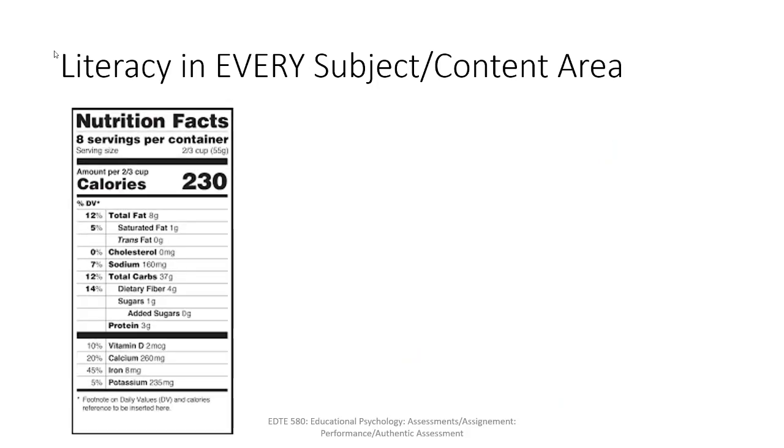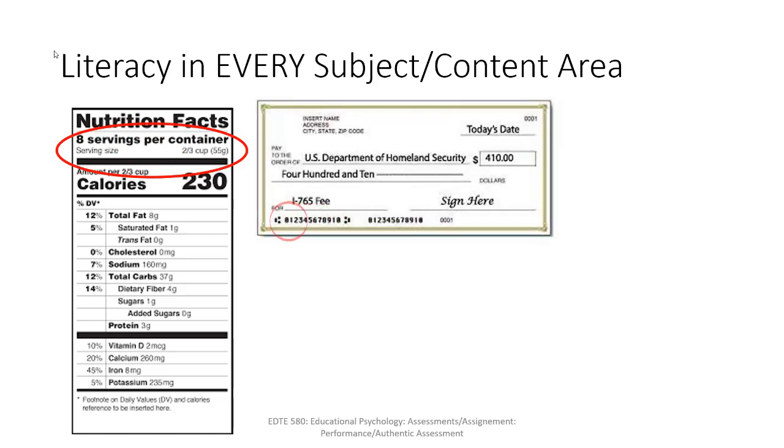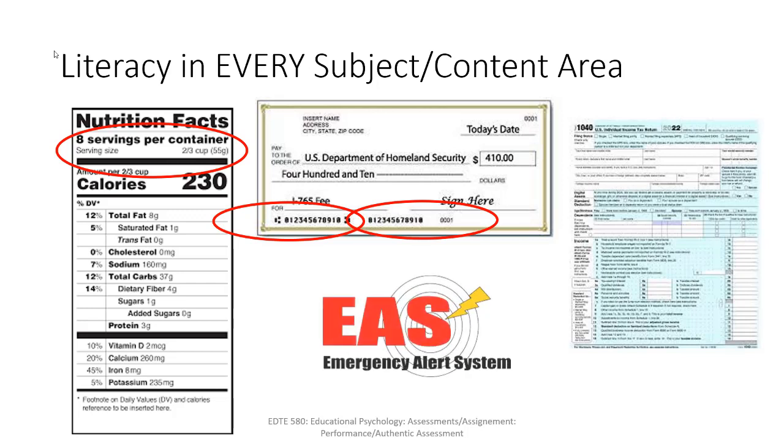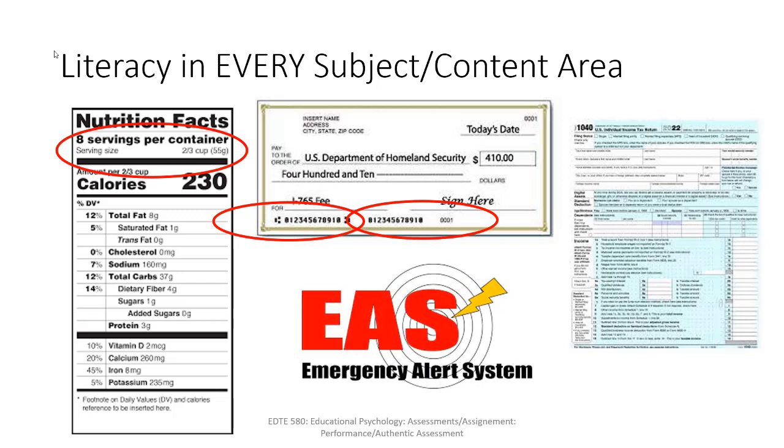We can also see it in family and consumer economics and finances. Are your students able to read a nutritional facts label? Do they know how many servings there are in a container? Can they read and differentiate between a routing number and an account number? Can you? How about filling out a 1040 tax form? Or even understanding an emergency alert system that you hear on the radio or TV? Do they know what to do if they hear that emergency system go off, whether it's a test or not a test?